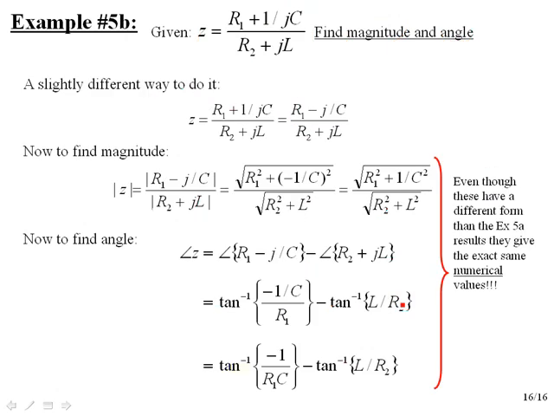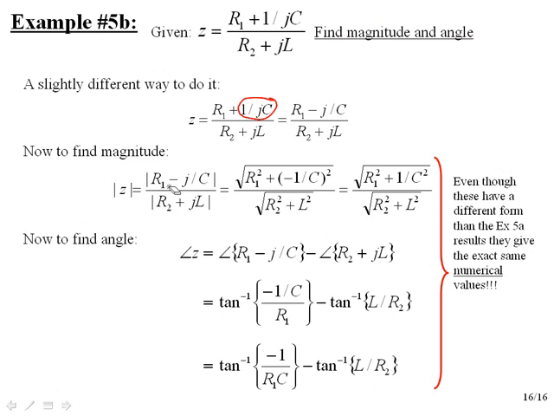Here's example 5b. Notice that this is actually the same example. We're just going to do it a different way. Instead of multiplying top and bottom by jc, we're going to recognize that 1 over j is equal to minus j. So we can replace that 1 over j by the minus j, leave the c down in the denominator, and now we do have rectangular form in the top and in the bottom.